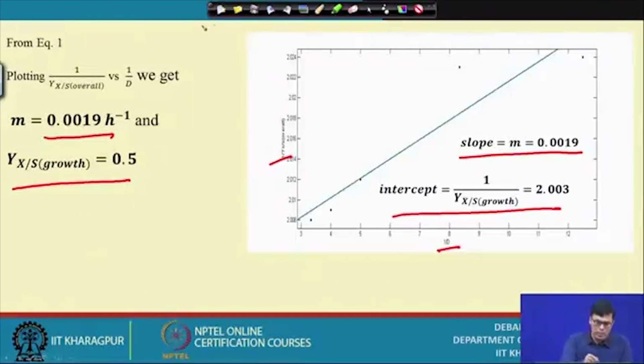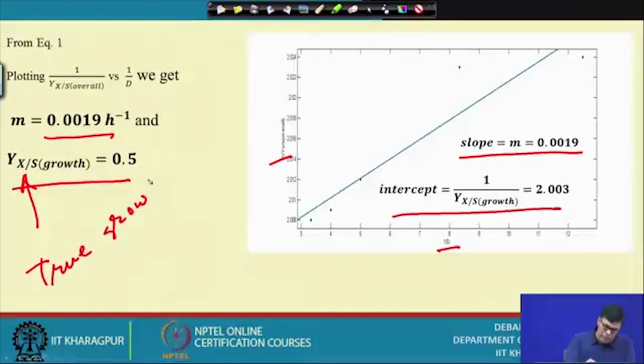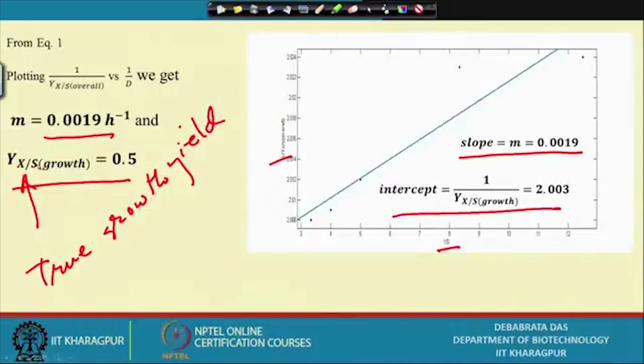This yield coefficient is called the growth yield, what we call the true growth yield. When the substrate is used only for cell mass growth, and not for either maintenance or product formation, then we call it the true growth yield, and this always remains constant. For a particular organism, this should remain constant.